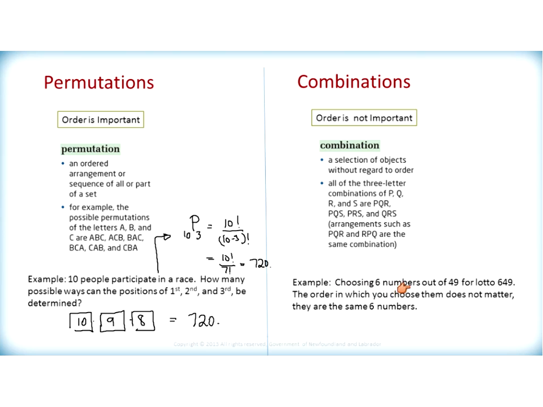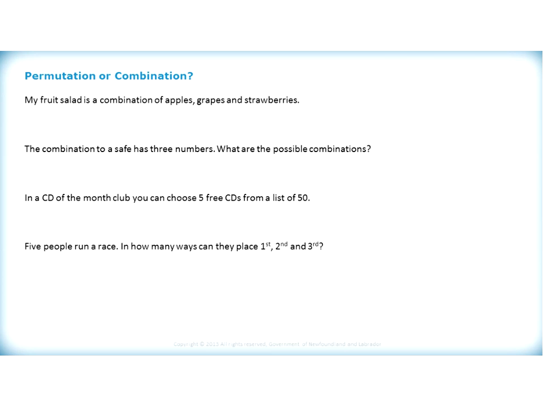Example, you're choosing 6 numbers out of 49 for Lotto 649. The order in which you choose them does not matter. They are the same 6 numbers. Doesn't matter the order in which you choose them. You still have the same 6 numbers in the end. So order is not important. Choosing 6 numbers out of 49 in this case is actually a combination, not a permutation. We're not quite ready to do that example yet, so I just put it in there as an example of what a combination would look like compared to a permutation. We need to learn our formula for a combination shortly.